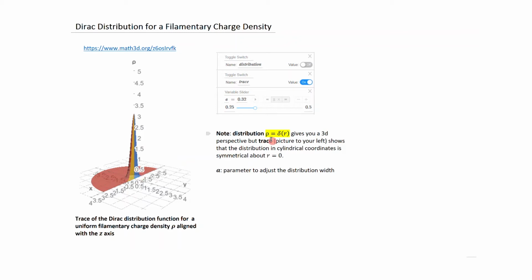So this would be described as rho equals delta(r), and gives you a 3D perspective. You can play a little bit with this as parameter A adjusts the distribution width, and so what will happen is as the width gets narrower and narrower, this starts to peak.